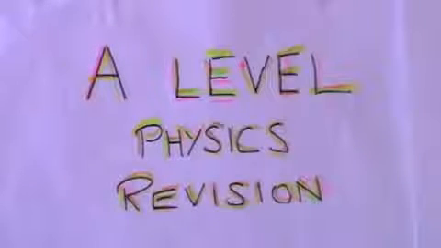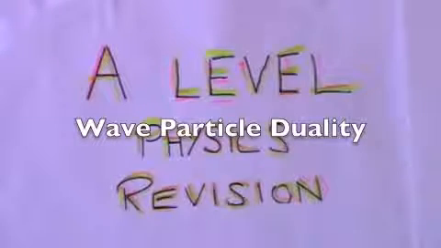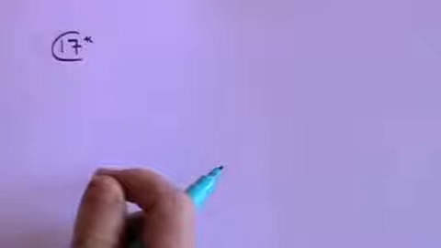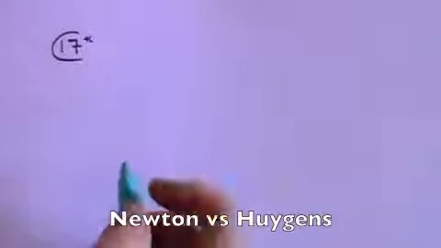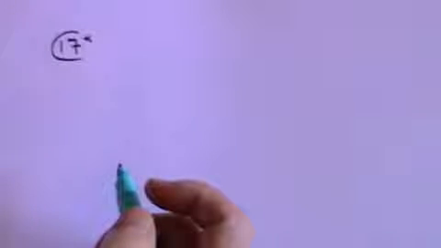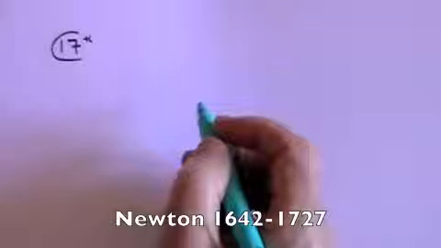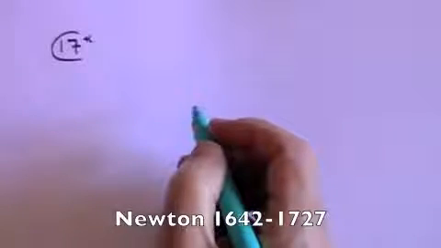Hello, today we're continuing in our A-level physics revision series looking at wave-particle duality. This all arises from a debate which took place in the 17th century between Newton, who was British, and Huygens, who was Dutch. They were both physicists. Now, Newton said of light that light was made of corpuscles or particles.